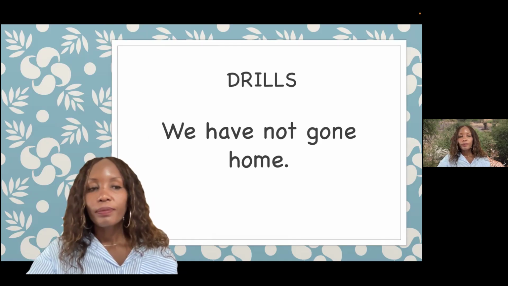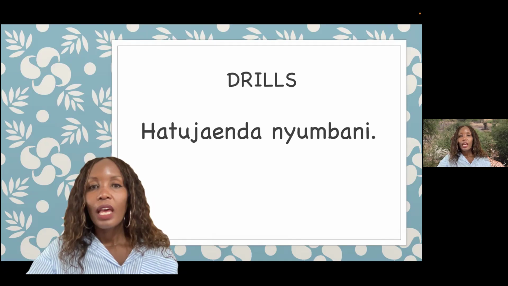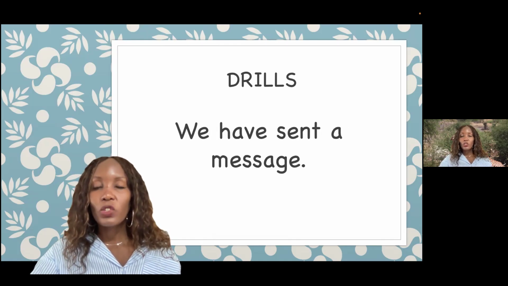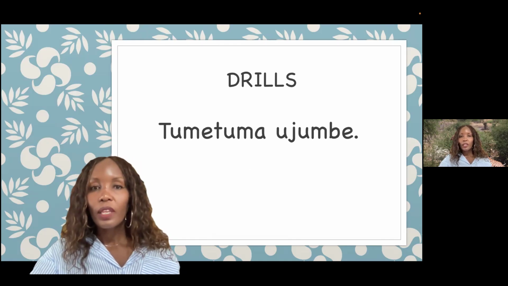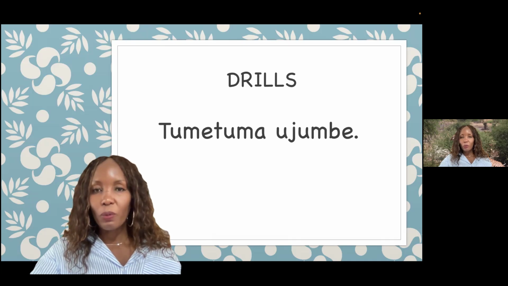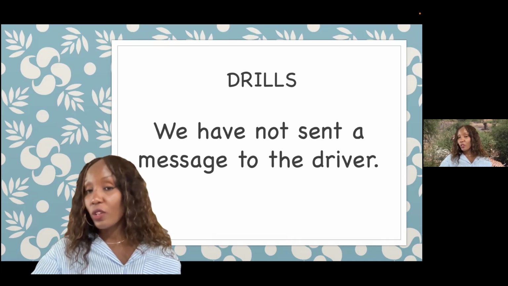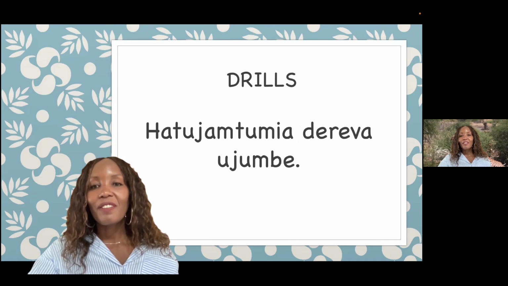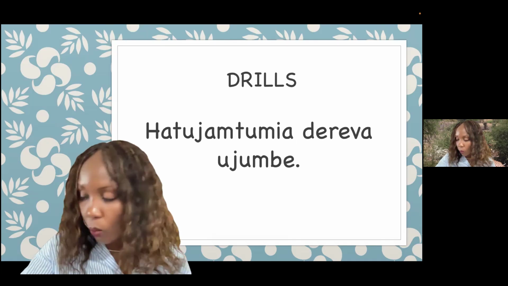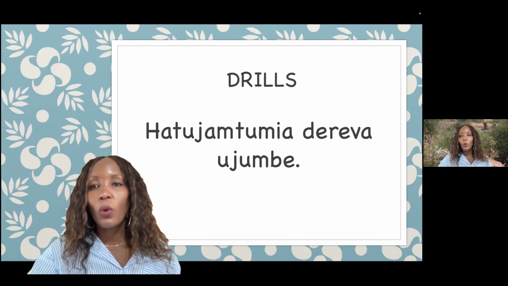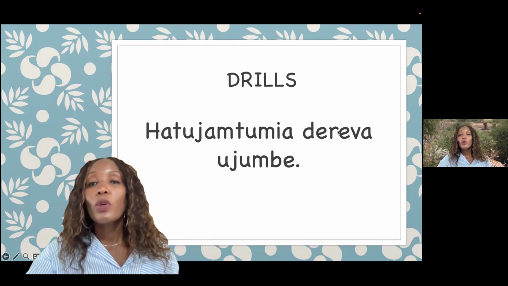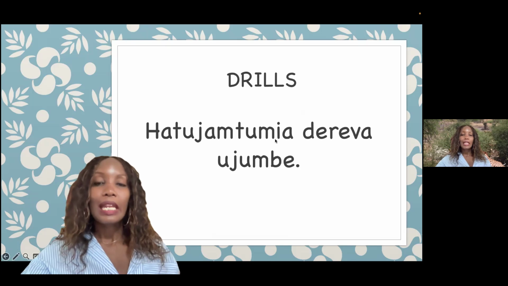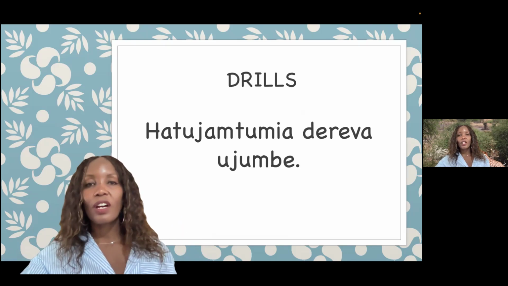We have not gone home. Hatujaenda nyumbani. We have sent a message. Tumetuma ujumbe. We have not sent a message to the driver. Hatujamtumia dereva ujumbe. So you're wondering, where does the mtu come from? Why didn't we just say hatujatuma ujumbe kwa dereva? Just because in this case, dereva is an object, so we're going to use an object infix to indicate the presence of that object, okay? So that's why we are saying hatujamtumia dereva ujumbe. Now, if it was in the affirmative, we would have said tumemtumia dereva ujumbe.